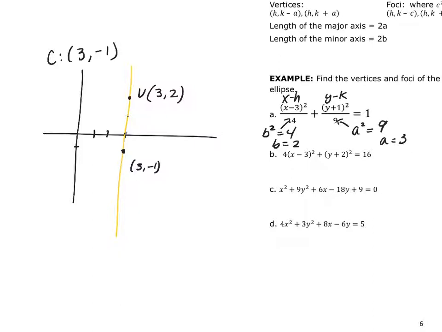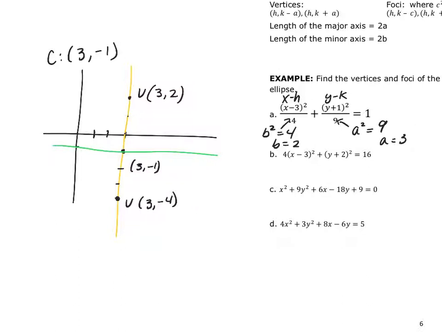So then from the center, I need to find my other vertex, so I go down 3. 1, 2, 3. So here's where my other vertex is. Now notice my x value is not changing, my y value is. And so I've taken negative 1 and I've subtracted 3 from it. So that's where my vertices are. These are my majors. My minors are going to run along here.